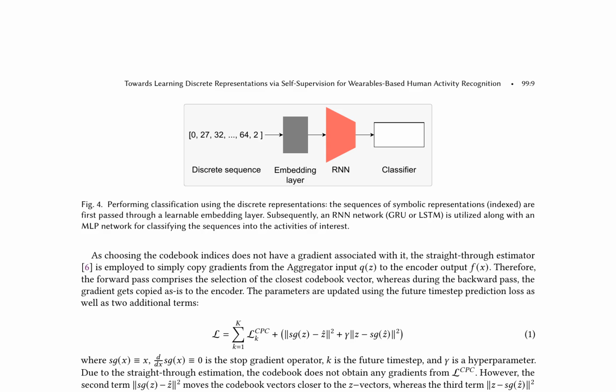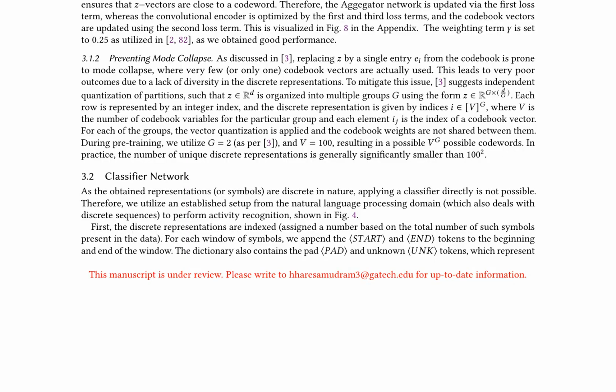In this research study, the authors introduce a novel approach for learning discrete representations from sensor data using self-supervision. They propose an architecture that consists of an encoder, a quantizer, and a decoder, with the quantizer mapping the output of the encoder to a discrete representation by selecting the closest codebook vector. This discrete representation is then used as input to a classifier network for activity recognition. The authors also discuss the importance of preventing mode collapse, where only a few codebook vectors are utilized, and propose independent quantization of partitions to mitigate this issue.